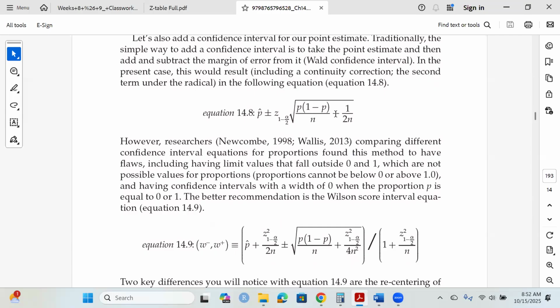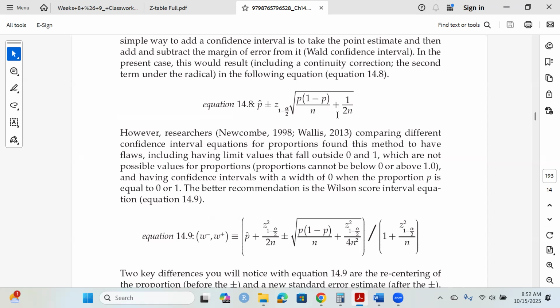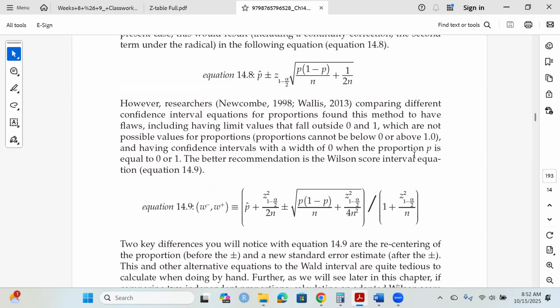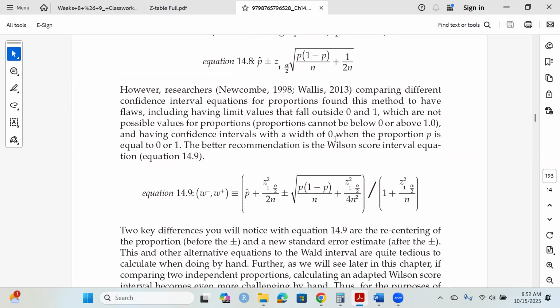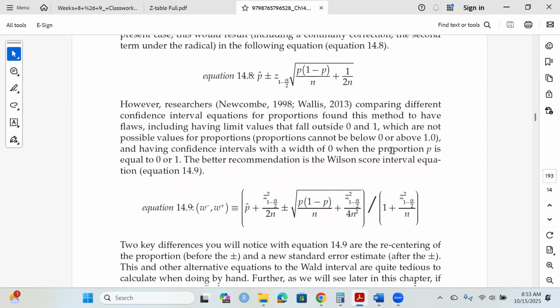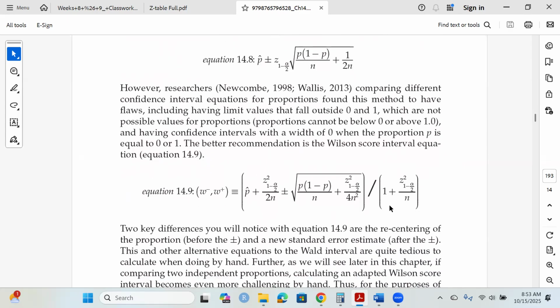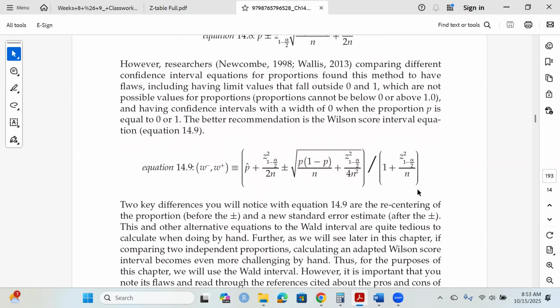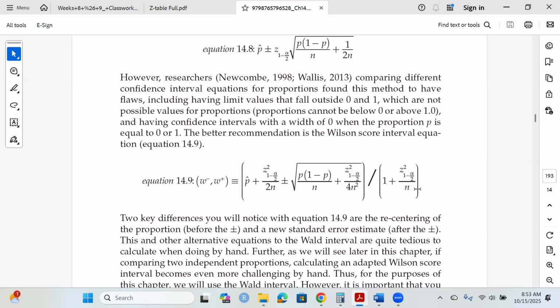It has some issues. In fact, it says researchers comparing different confidence interval equations for proportions found that the method has flaws, including having limit values that fall outside of 0 and 1, which are not possible values for proportions, right? So that's a problem. By the way, this is my textbook. Sometimes I just forget stuff that I wrote. So what we do instead is we use this better estimate for the confidence interval. But this isn't what was done.